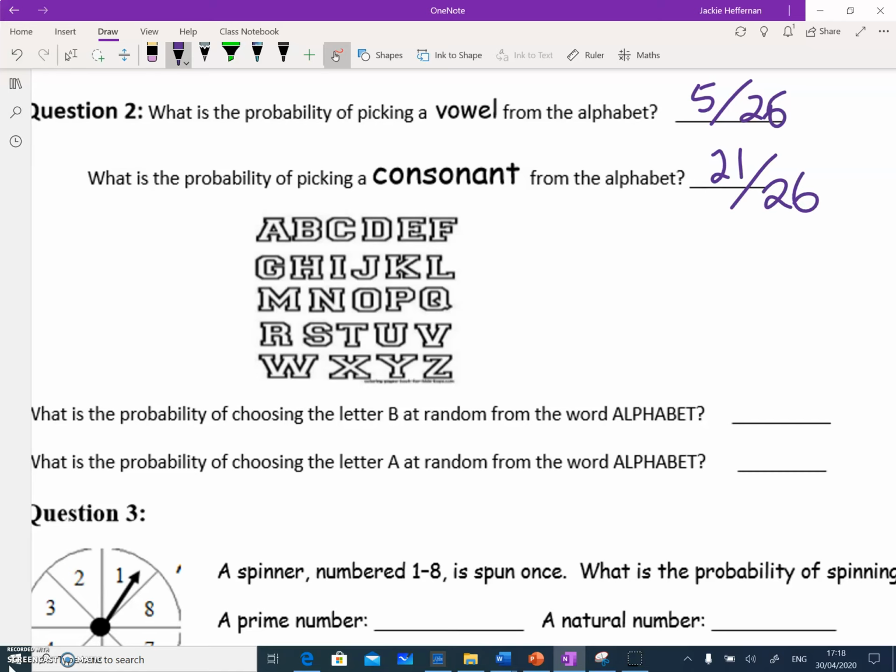What's the probability of choosing the letter B at random from the word alphabet? Okay, how many B's are in the word alphabet? Just 1. And how many letters is there altogether? 1, 2, 3, 8. And what's the probability of choosing A from the word alphabet? There is 2 A's, so it's 2 over 8, which is a quarter. Okay, pause if you need to.